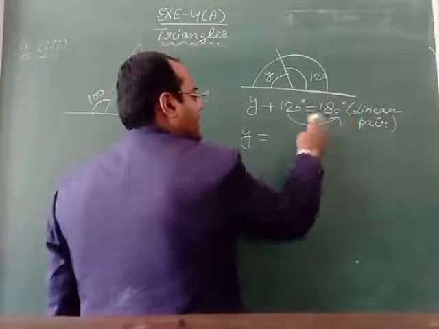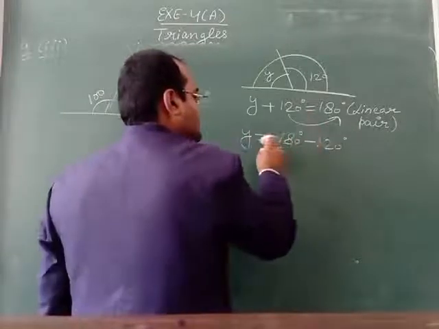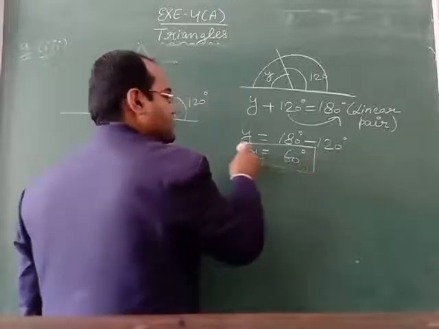120 will go to the right hand side. So 180 minus 120 degree, the answer will be 60 degree. This is the answer of y. So we got the first answer.